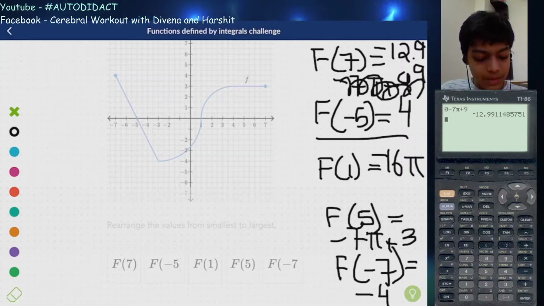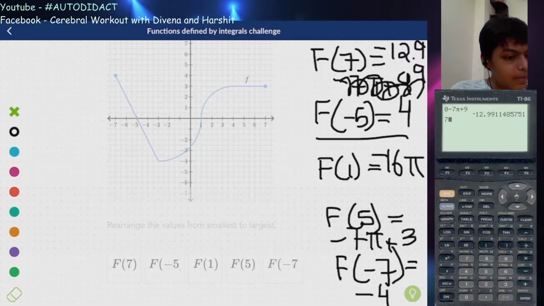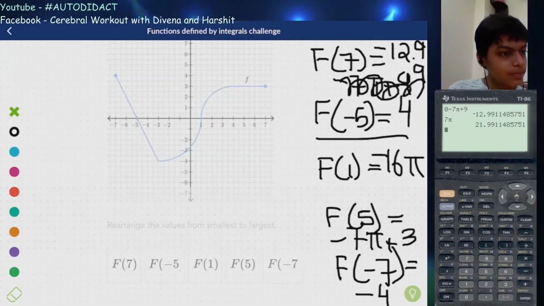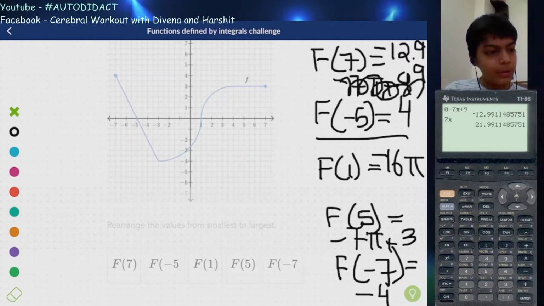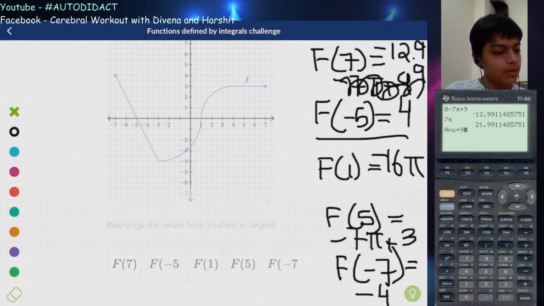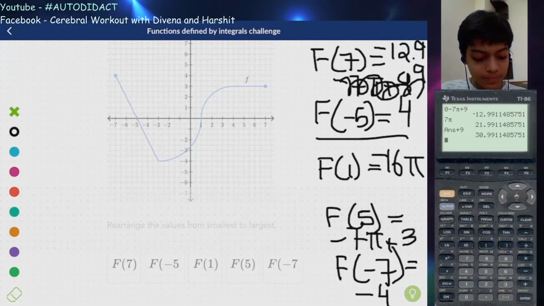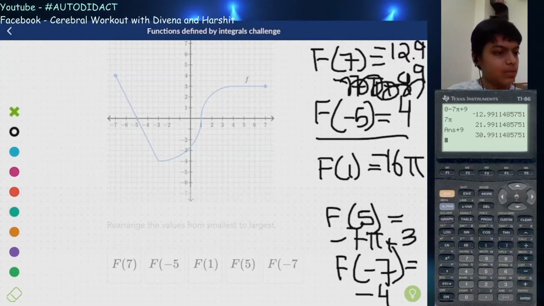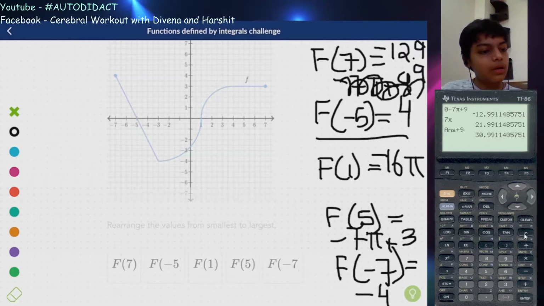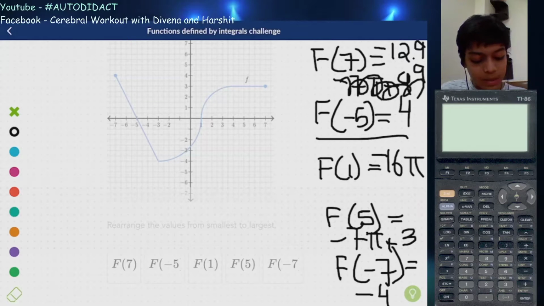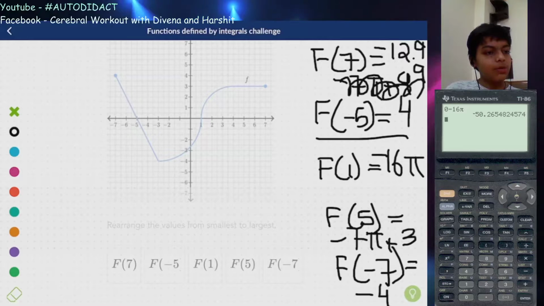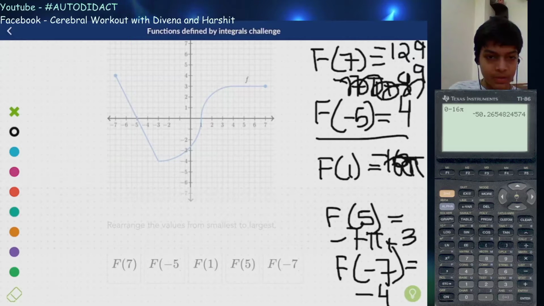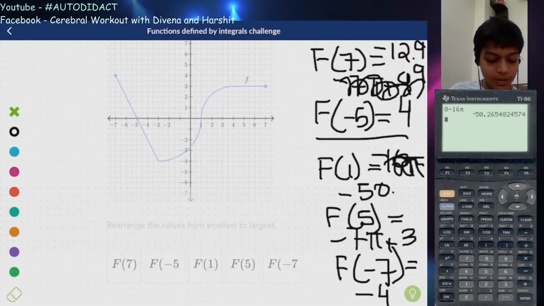Okay, so what is negative 7 pi? 7 times pi is equal to 21.99, and we added 9 to it. Answer plus 9 equals 30. But this was negative, so this will be the reverse of that. So let's just do the next one. And what is negative 16 pi? 0 minus 16 pi is around negative 50. So this is equal to negative 50.26.